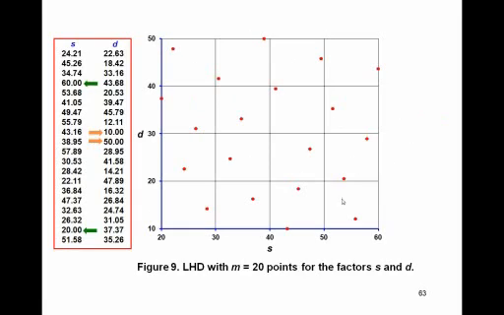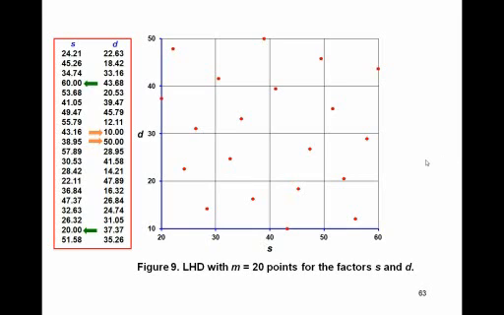Here we see a coordinate system which has little s on this axis and little d on this axis. This axis goes from 20 to 60, as it did originally. This one goes from 10 to 50. And you see these 20 points randomly sprinkled in there, which are generated from the Latin hypercube design. And this will be done for you by JMP.